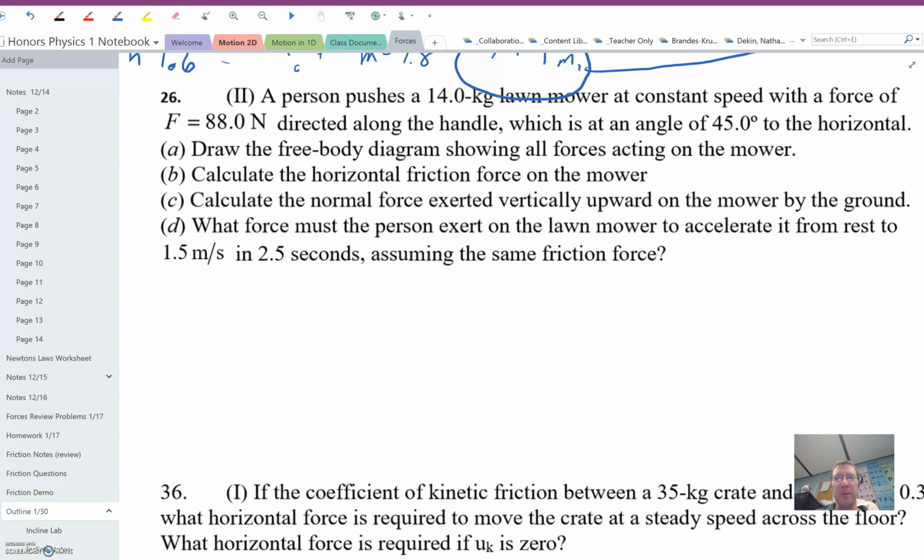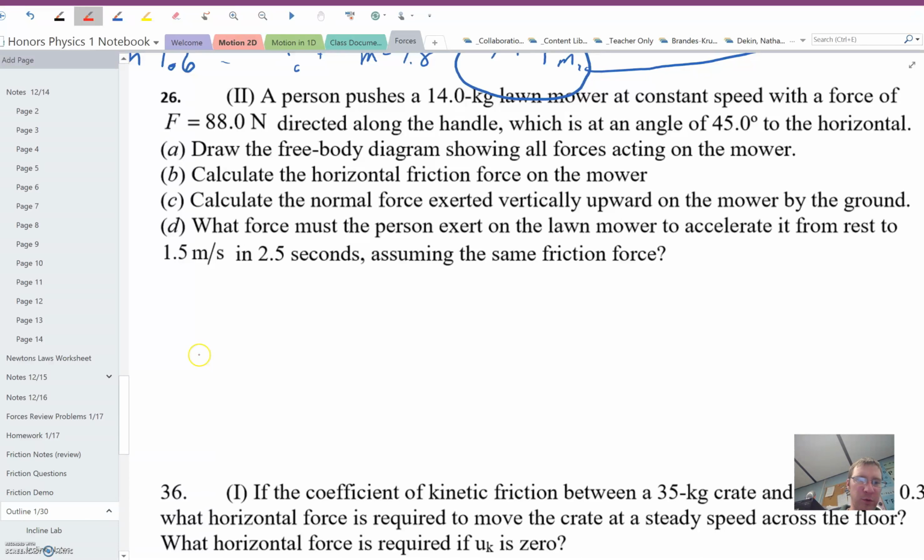Hi everybody, I'm going to work on problem number 26, the lawnmower problem. This is another example of a vector type problem, and most vectors means you've got to work with the components. When you push a lawnmower, you're pushing along the length of the handle, and that means you're pushing in two directions. One of them is into the ground and the other one is forward.